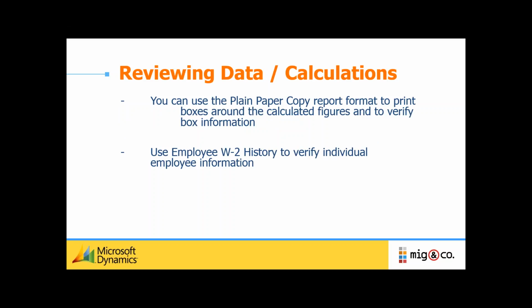Use the W-2 history screen or file to verify employee information. This would be looking at the employee's name, making sure there weren't any name changes over the year, the address, and the social security number. These are vital pieces of information that we need to validate now, so when we transmit the W-2s, everything goes through the IRS correctly.